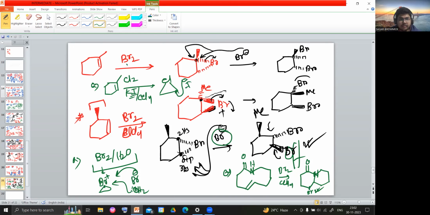Okay. In normal Br2, first the bromonium ion forms, then Br minus attacks. In bromine water, first the bromonium ion forms, then water attacks. Here, with chlorine, not bromonium, the chloronium ion will form, and further attack will be done by I minus, that is the nucleophile. So this will lead finally to this product.